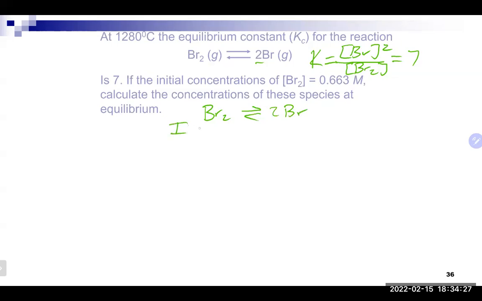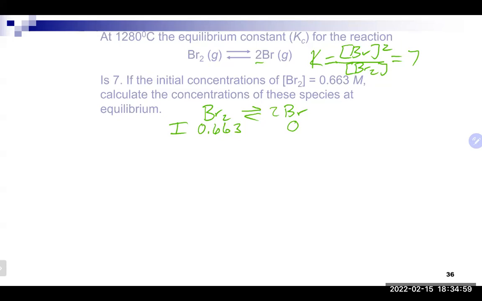So initially here, this is going to be 0.663. Like the other example, we're not given any information about our product, so it's fairly safe to assume that this reaction is going to start with 0 amount of product. Any question on the initial line there? It is, unless they give you product. If they don't give you any information about the product, it's pretty safe to assume that it's 0.